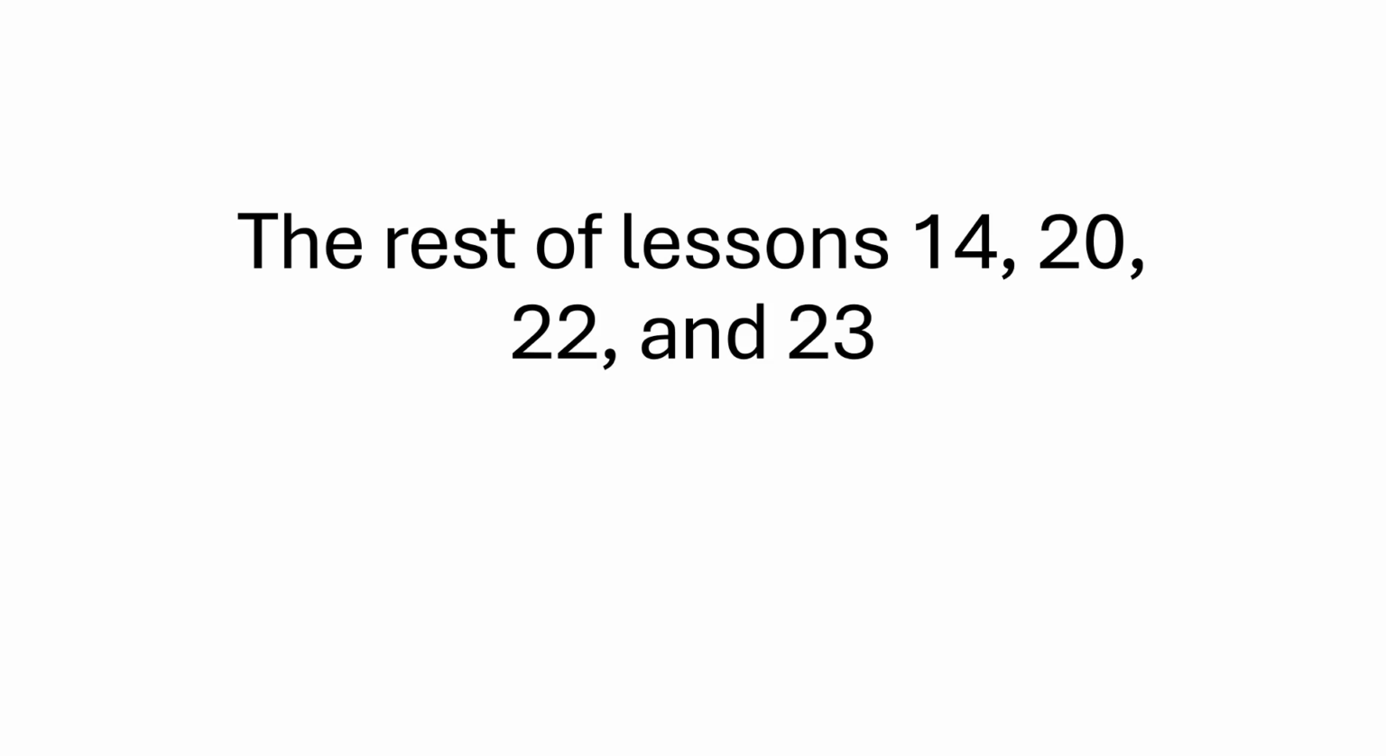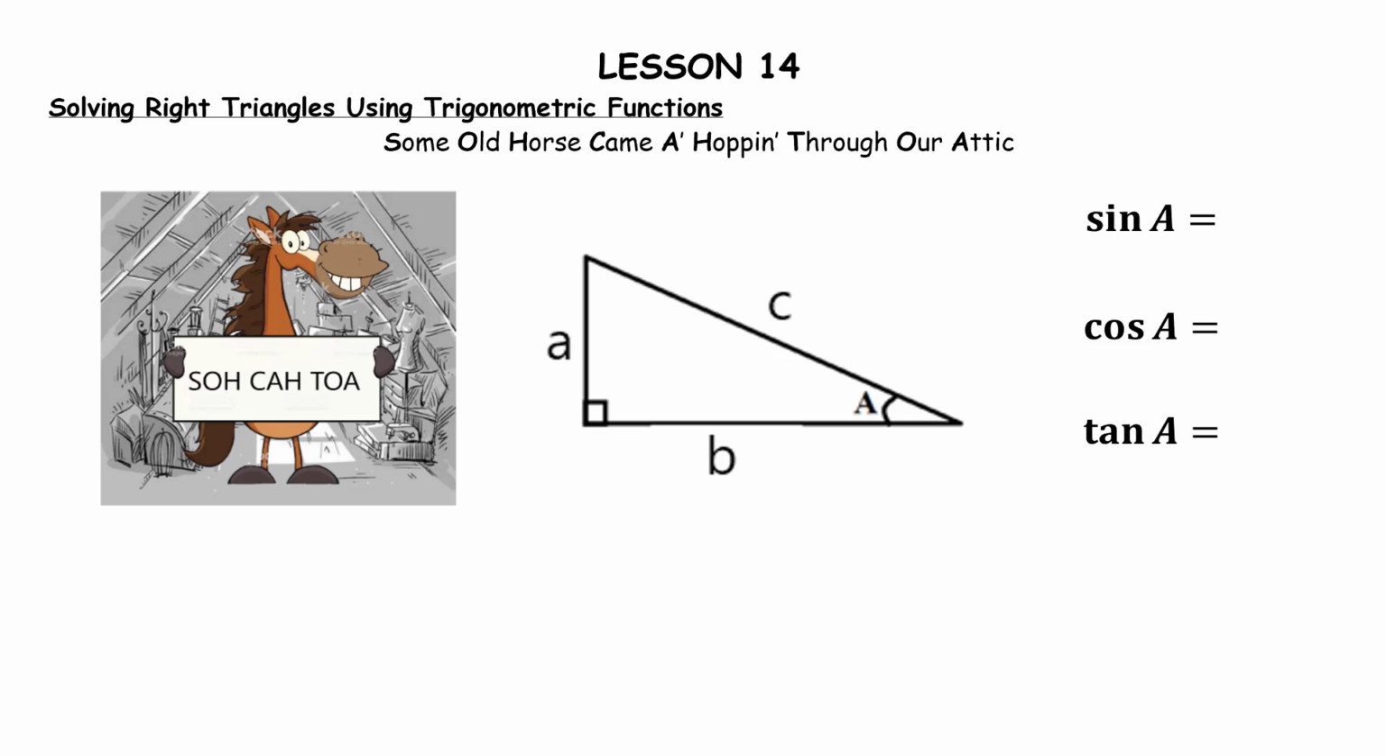Okay, we're going to go back to lessons 14, 20, 22, and 23 and pick up some of the things that we didn't do yet. One of those things is talking about the trigonometric functions. We've talked about functions. They have a domain and a range. They have things that you put into the function and things that come out of the function. Talked about that. And now we're going to talk about some special functions that have to do with right triangles.